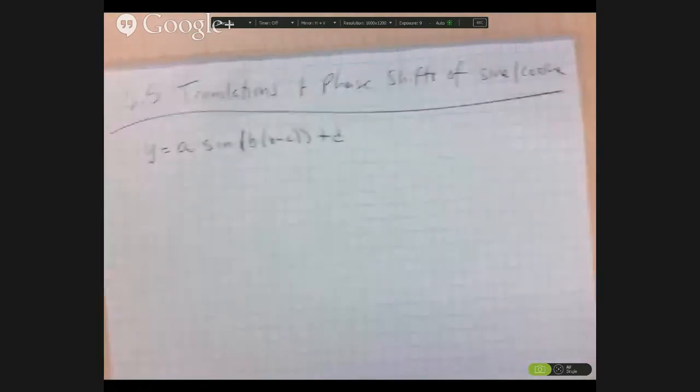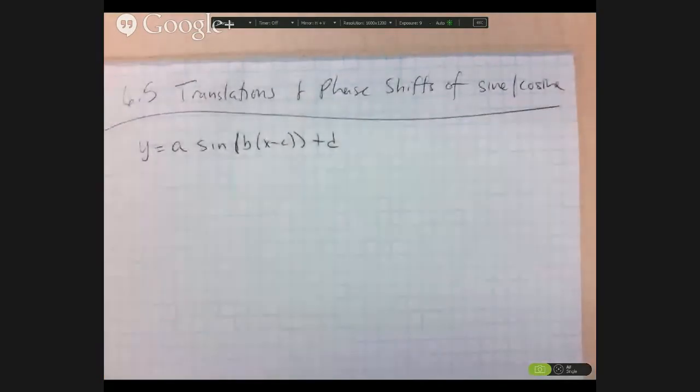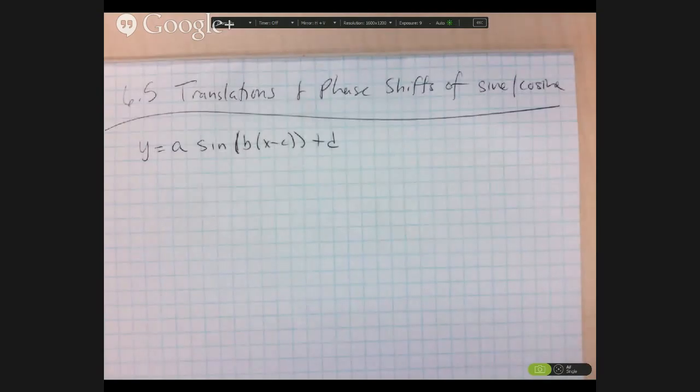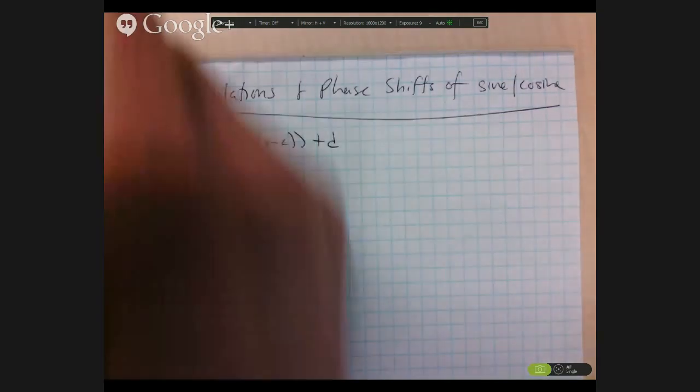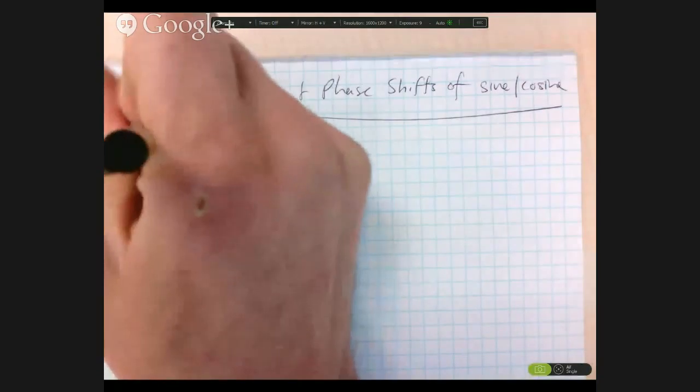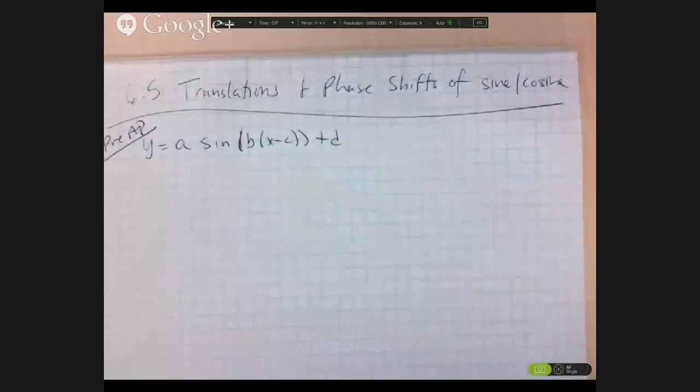Okay, so we're studying translations and phase shifts of sine and cosine. This right here, I think, is the easier of the different forms of the equations that you can do. This is what I'm going to show you. This is the pre-AP worksheet that I'm going to give you today. This is how we describe it.